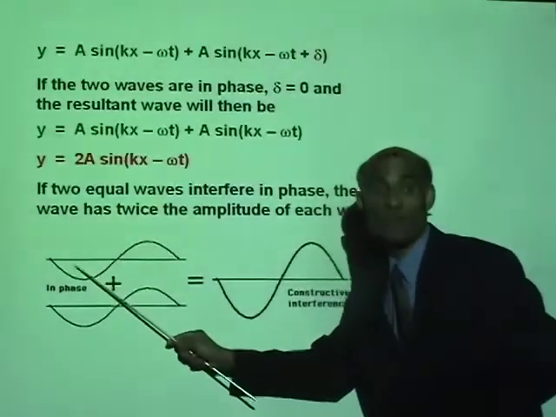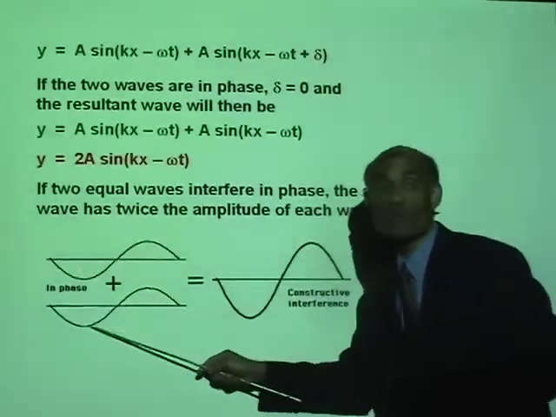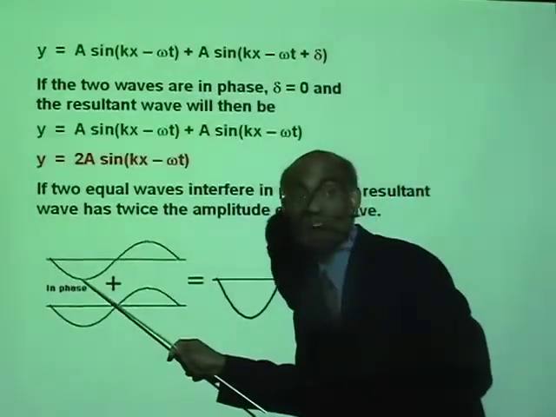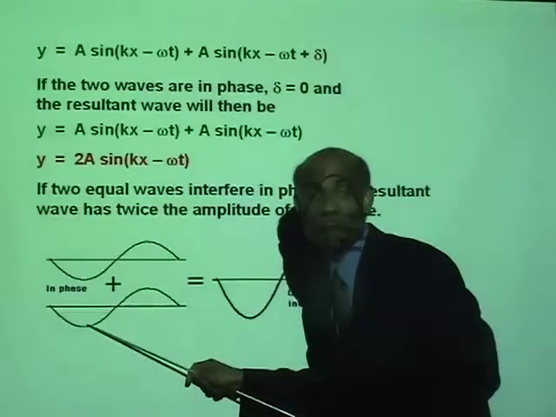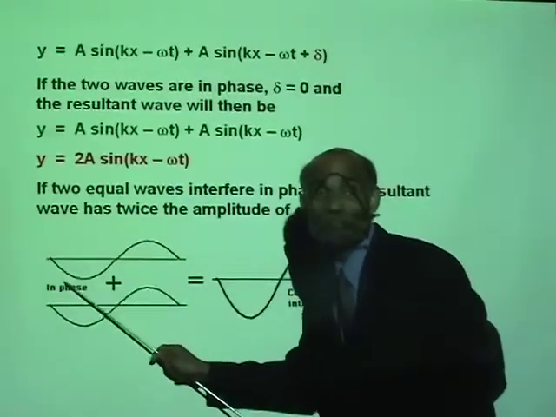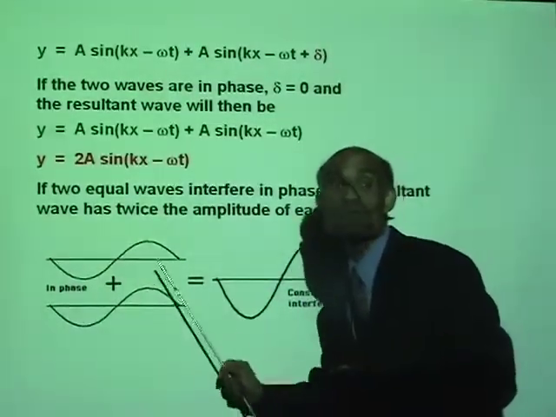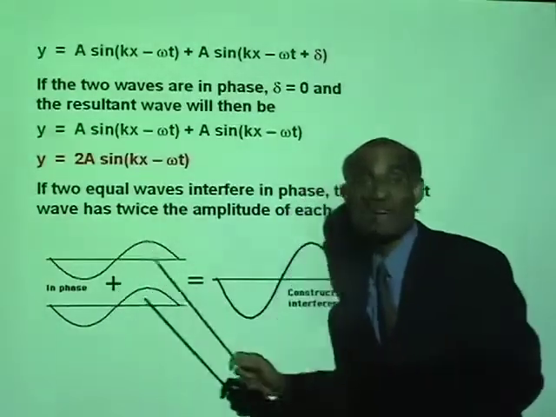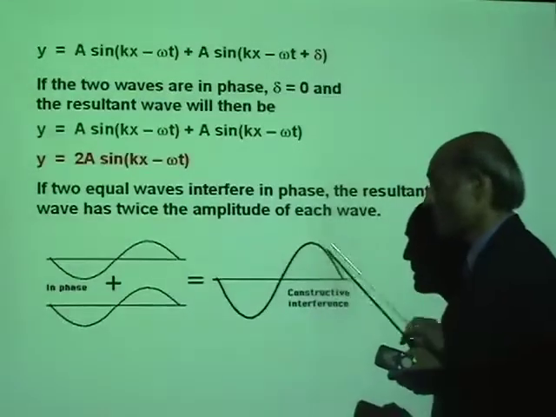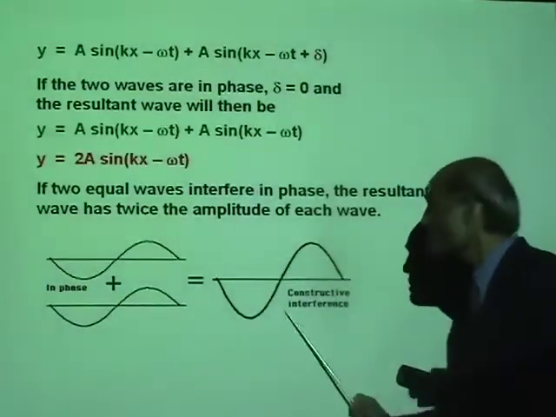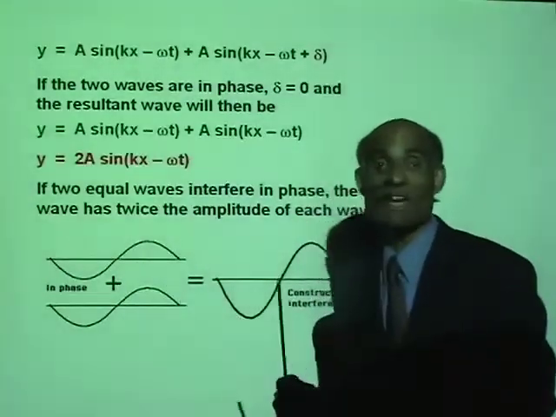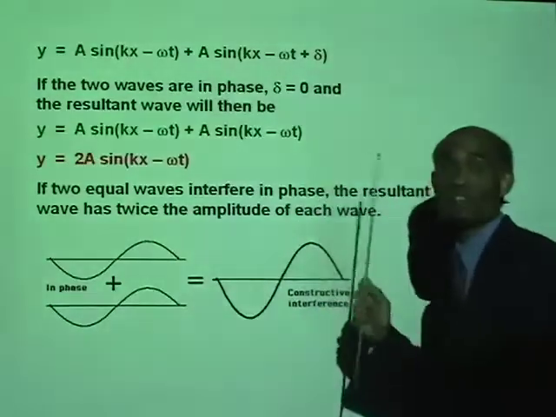Now, look at this. One wave is added to another wave, and they are in phase. How do you know they are in phase? The crest of one wave falls on the crest of the other. The trough of one wave falls on the trough of the other. This is how waves superimpose in phase. That produces a bigger wave. Look at the bigger wave, a bigger amplitude, and this is called constructive interference. When two waves meet in phase, you have constructive interference.